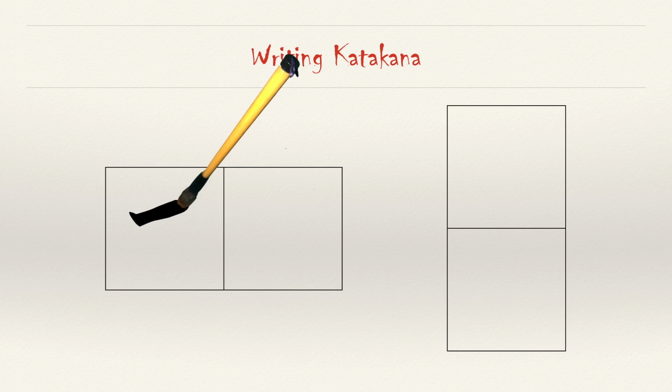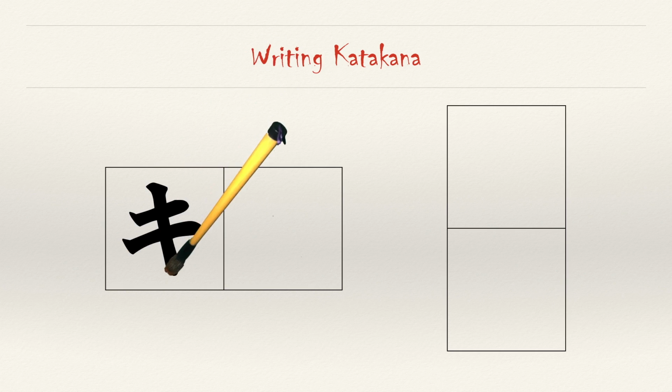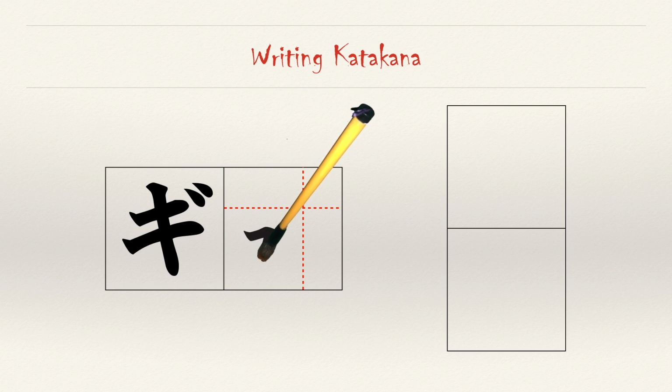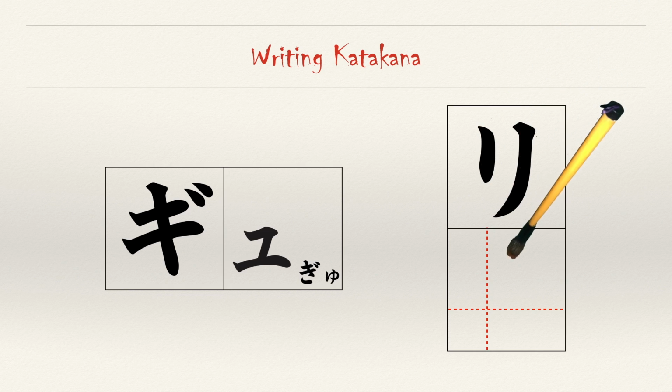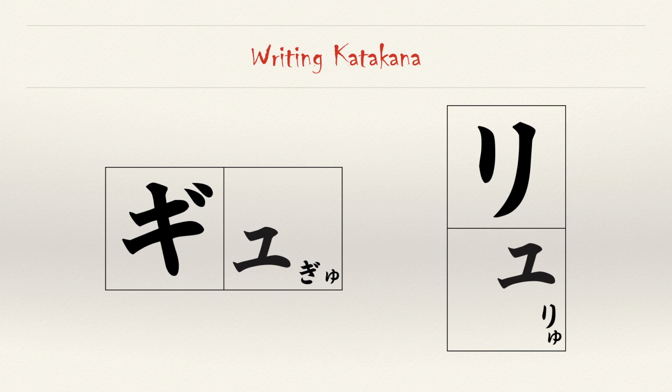We can combine gi with a small u. Remember, the lines will help with the placement and size of the u. We end up with gyu. We can combine ri with a small u using the lines to help with the placement, and we get ryu. We're only covering 2 of the syllables now, but you'll be able to practice the others on your practice sheet.